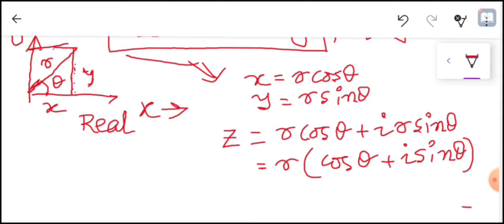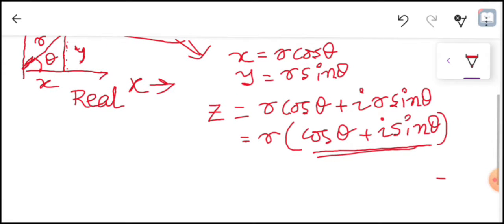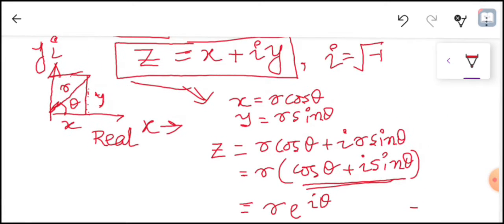Now it can also be expressed in exponential form. With the help of Euler's formula, which we will prove after some time, we can write it as r e to the power of i theta. So there are three representations of the complex number. First is Cartesian form, second is polar form, and third is exponential form.